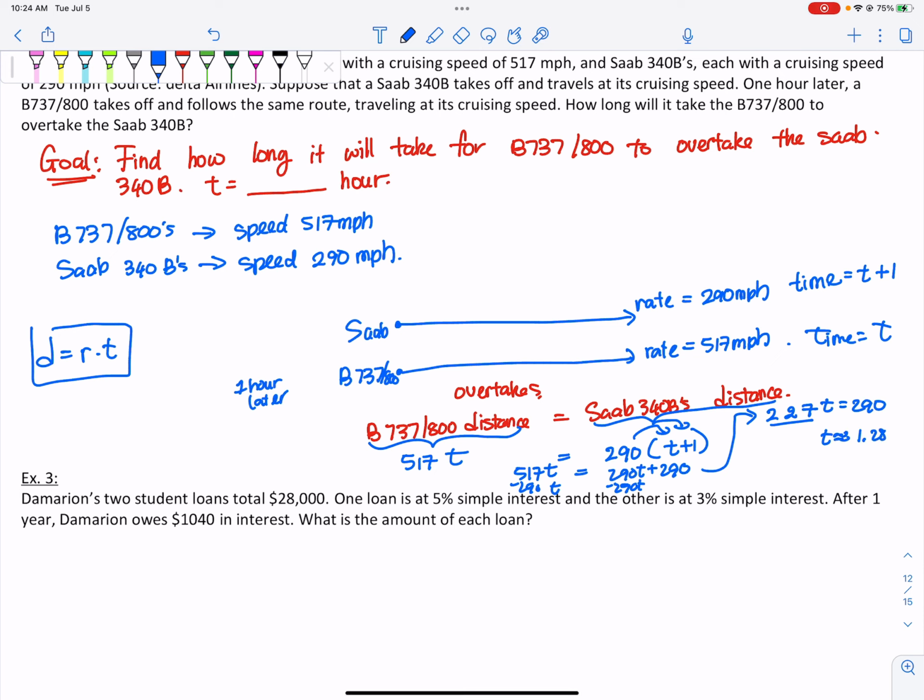So the time it takes for B737 to overtake Saab is about 1.28 hours. B737-800 will overtake Saab 340B in about 1.28 hours after it had taken off.